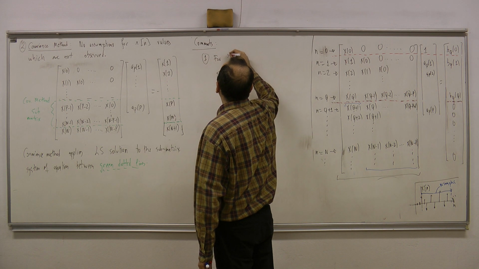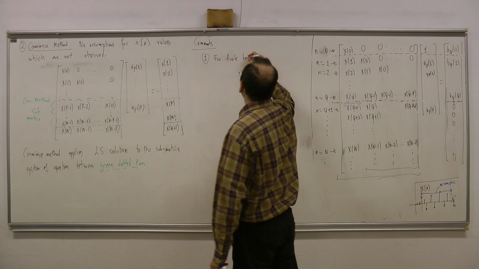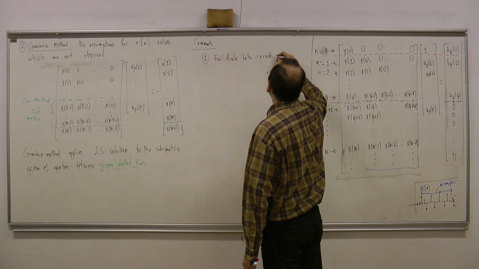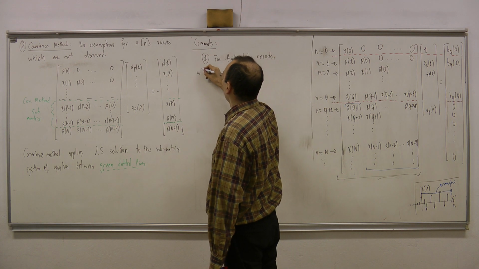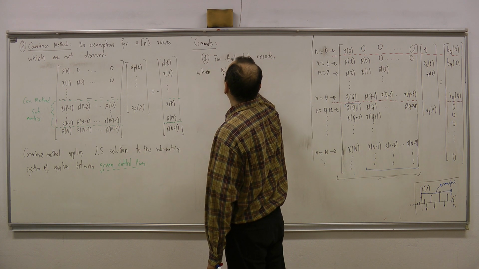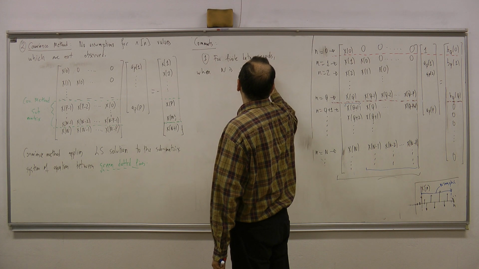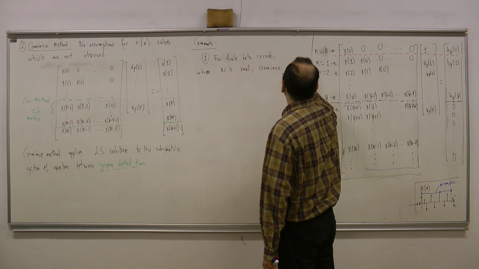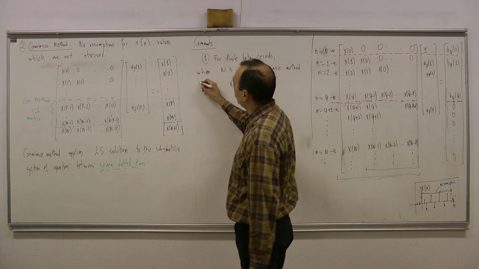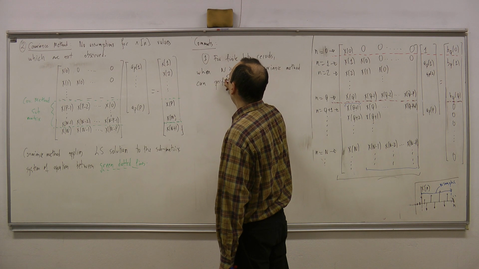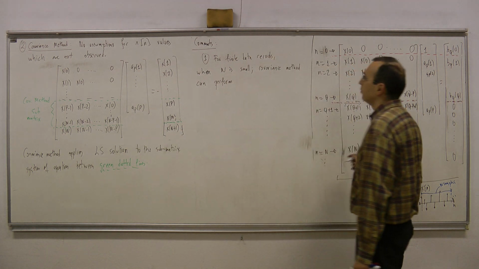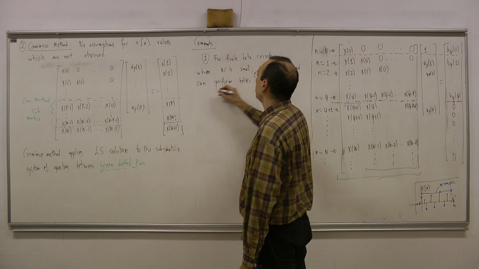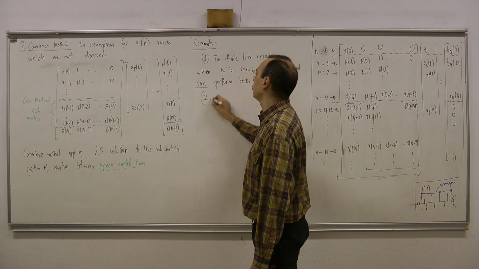For finite data records, let's say when n is small, covariance method, this is not a certainty, can perform better because it's not making this arbitrary assumption about these unknown entries of the observation. Can perform better. But it's just a can, we don't know. Okay? You should give it a try.